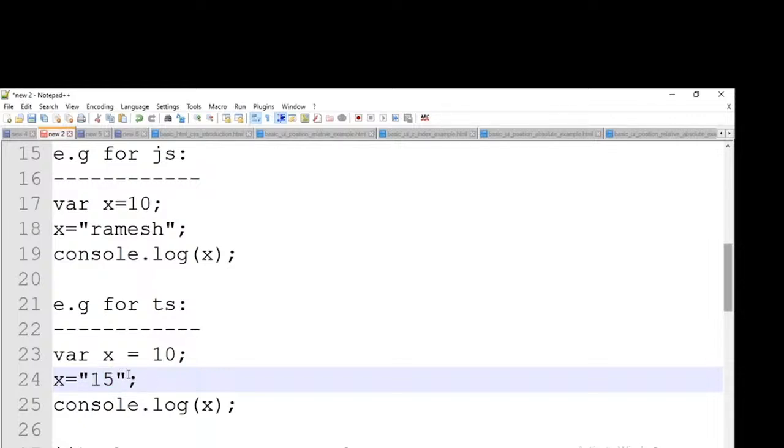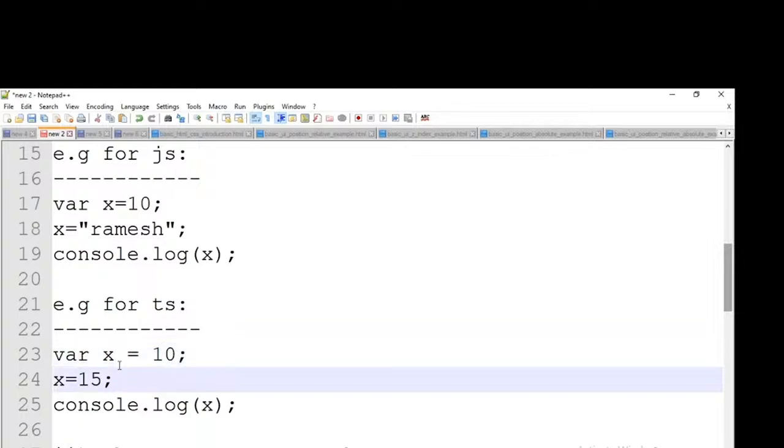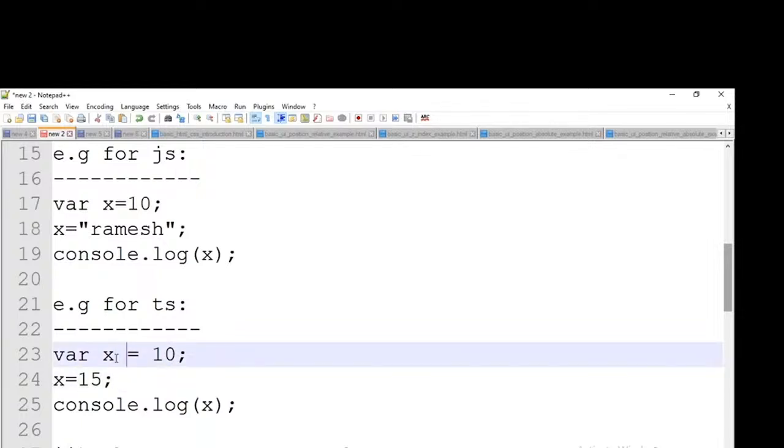For example, here I'm writing x equal to 15. Now what is the output I will get? 10, 15 or error? 15 only. Why? Because x value is 10 here, x value is 15 here. So whenever the data type is matching, it will take the latest value only. Whenever the data type is not matching, then it will take the first value as the main data type. Whenever the data type is matching, it will consider only the latest value.